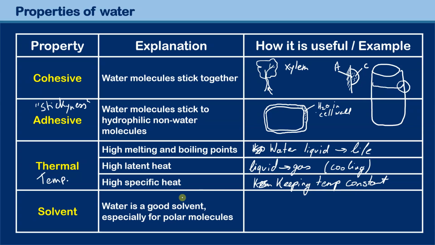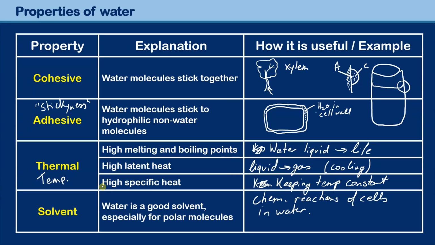And last but not least, water is a good solvent. And this means that the chemical reactions inside cells occur in water. Chemical reactions of cells take place in water. And this is only possible if the chemicals are dissolved in the water, otherwise these reactions wouldn't take place. So that is basically important.